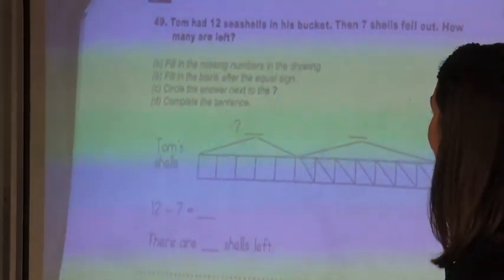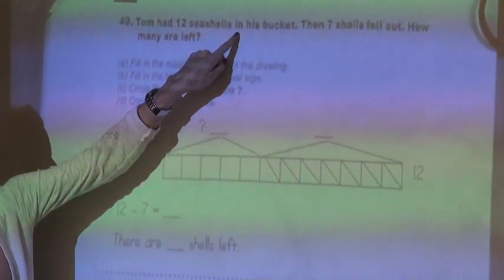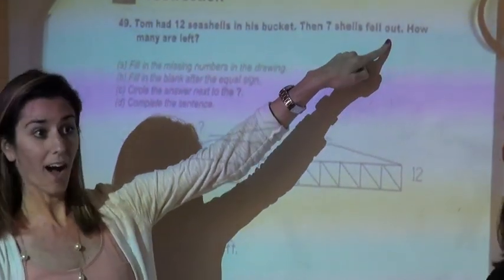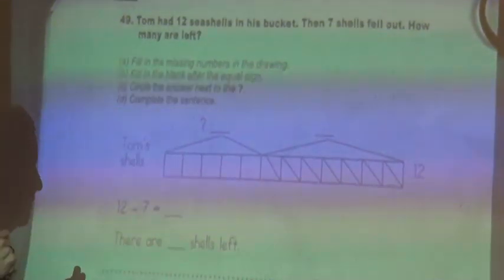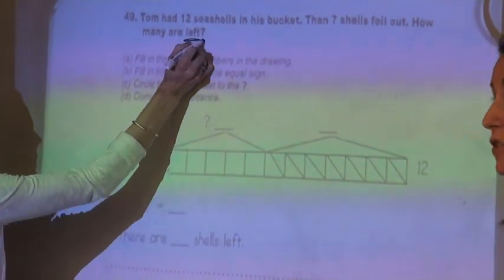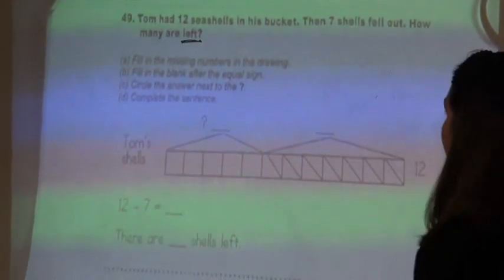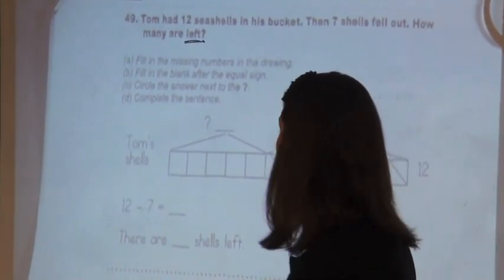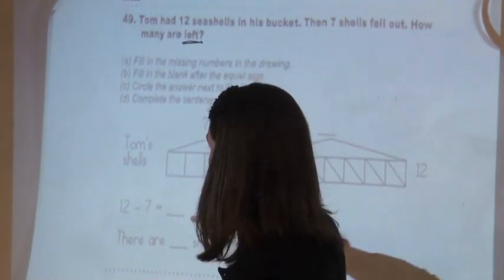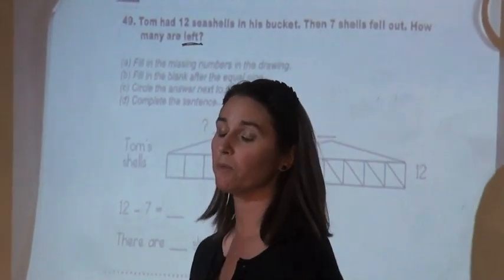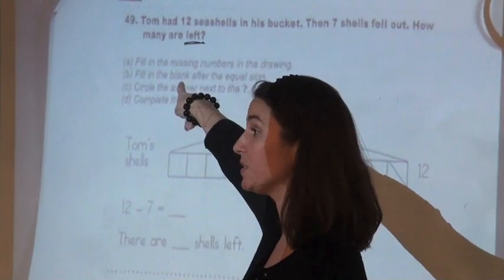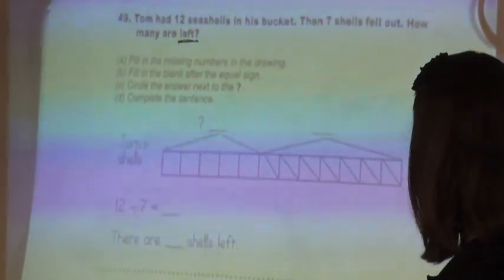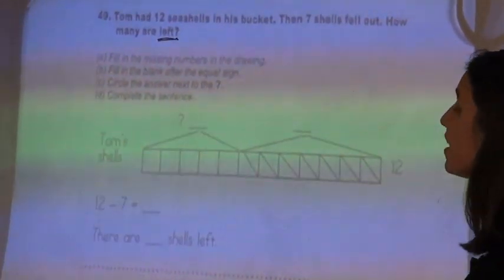Ready? Go. Tom has 12 seashells in his bucket. Then 7 shells fell out. How many are left? And we highlight, like I said, are left. Okay, what are we doing? We're subtracting. So in subtraction, like Kate said, we start with the whole. After we have the who and the what, we ask, what is the whole? Okay, 12, that's how many we started with. So we're going to draw 12 unit bars, because we already know how many we started with.